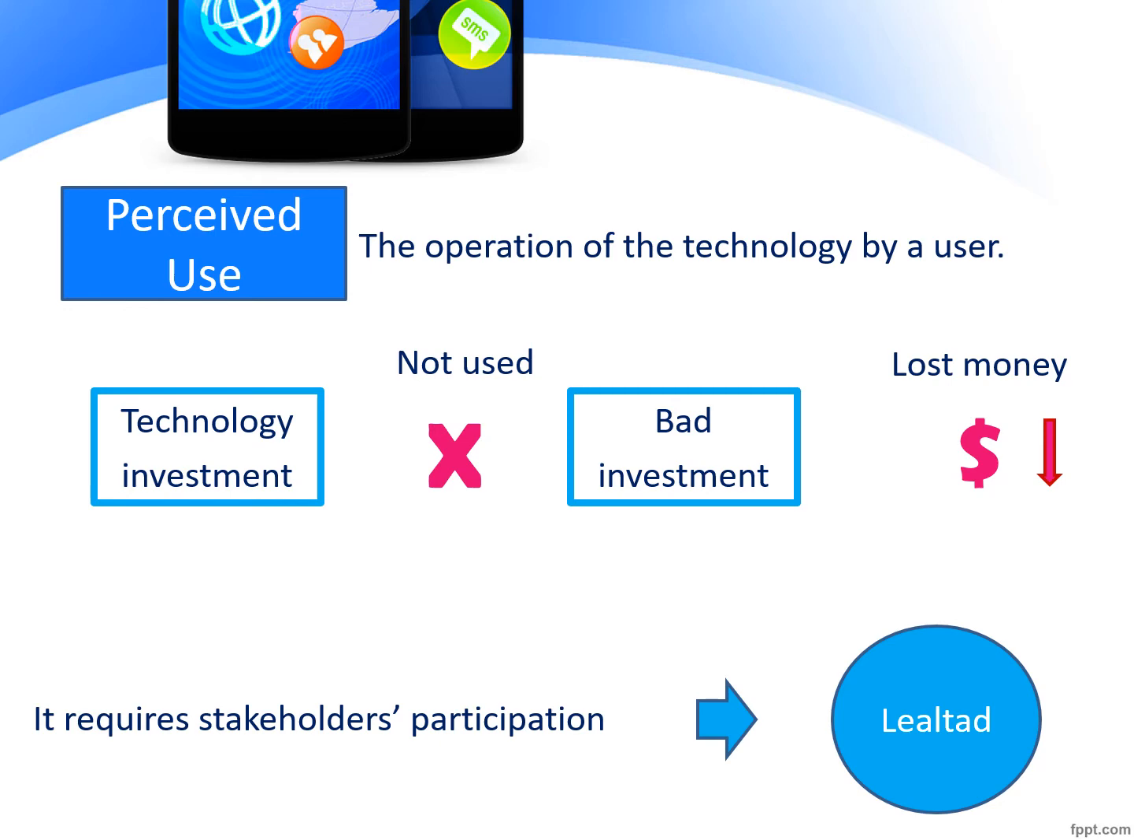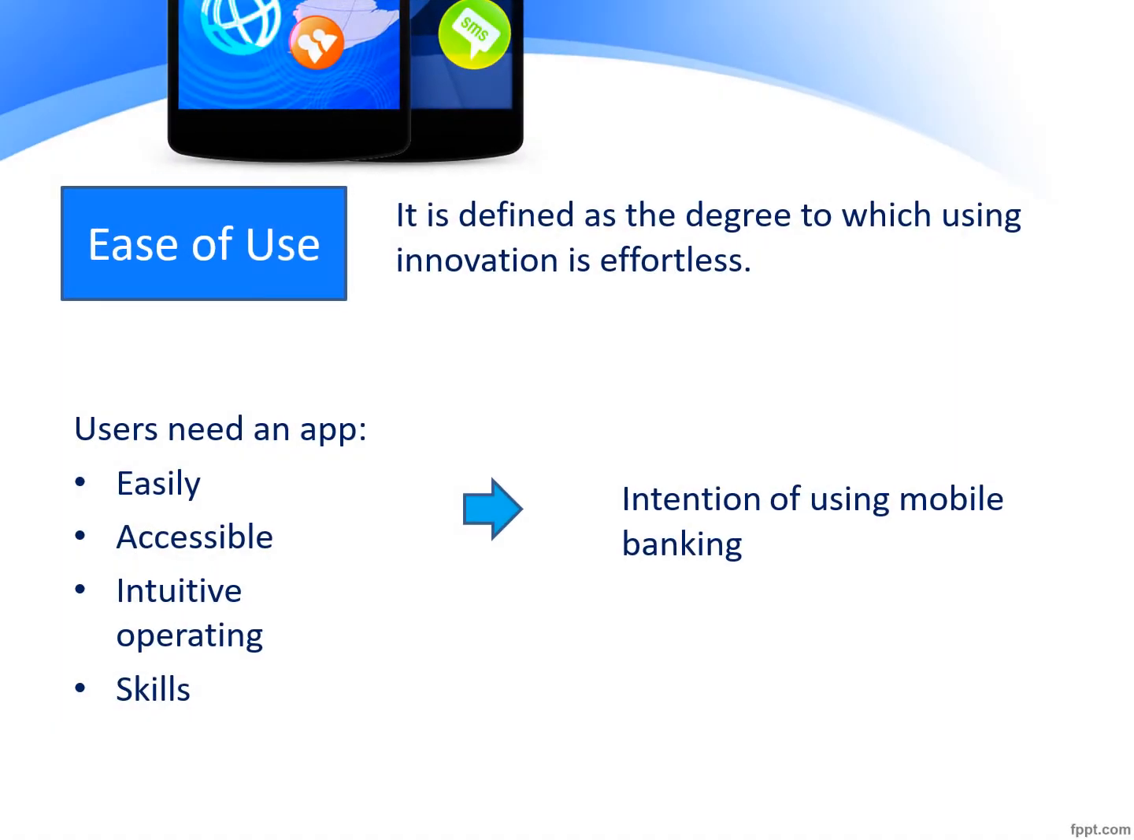The ease of use is another variable. It is defined as the degree to which using an innovation is effortless. For this, users require a computer application that is easy, accessible, and intuitive to operate, and computer skill. All of this can cause the intention of using mobile banking by the user.